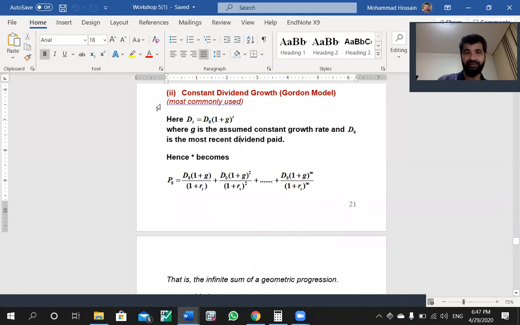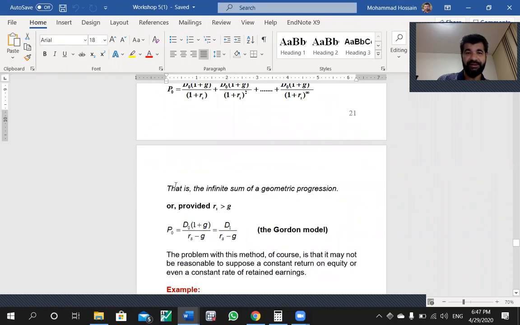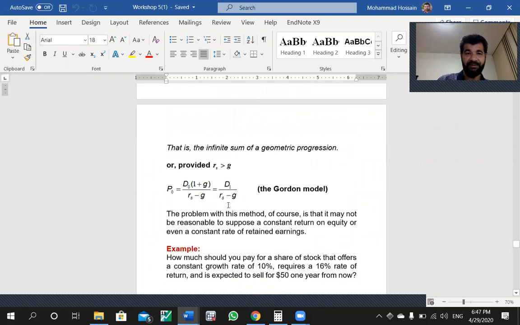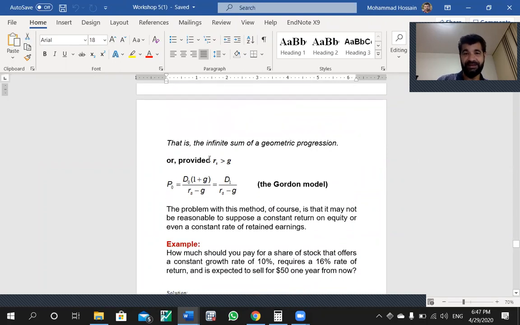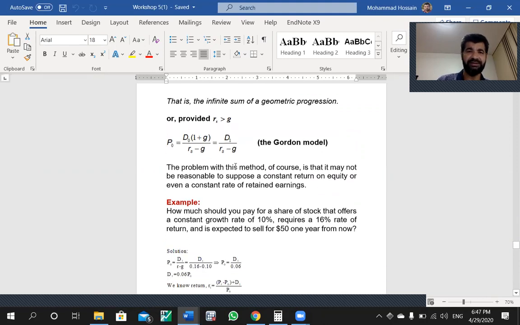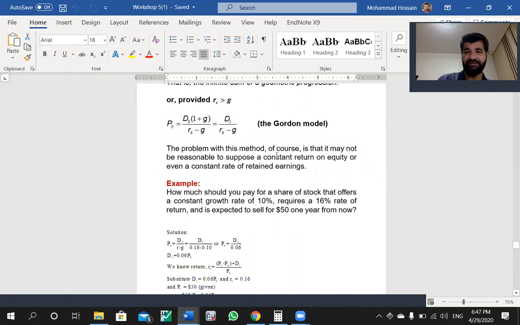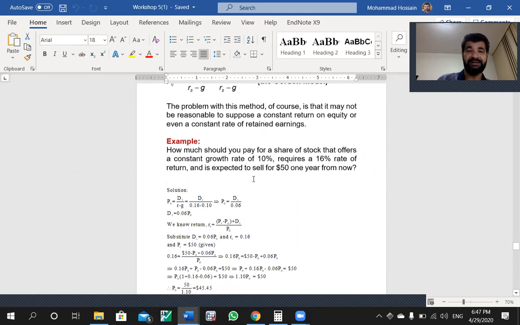So this one, the constant one, is the one we normally use. And this is the finite sum of the geometric progression, provided R, the rate of return, is greater than your growth rate. Of course, if your return is 10%, growth is not 10%, growth is always less than that. The problem with this method, of course, is that it may not be reasonable to suppose a constant return on equity. Not all the time will the return be constant.